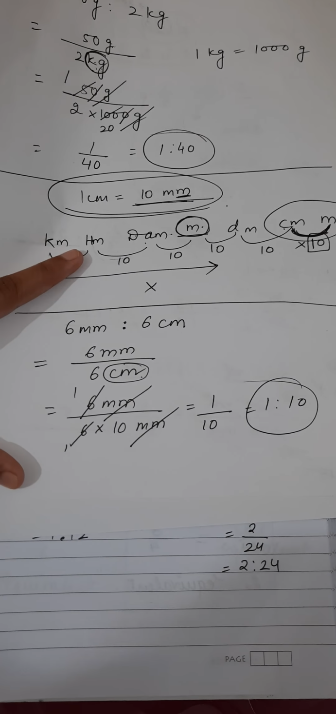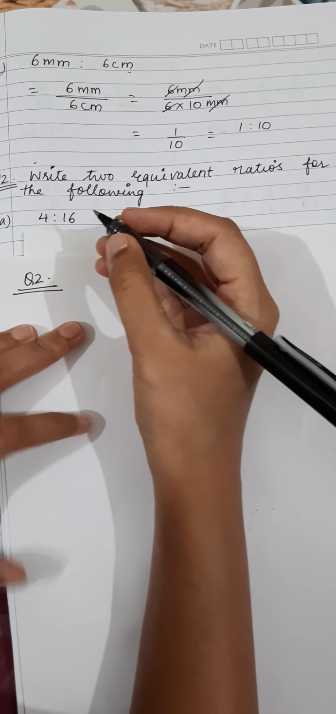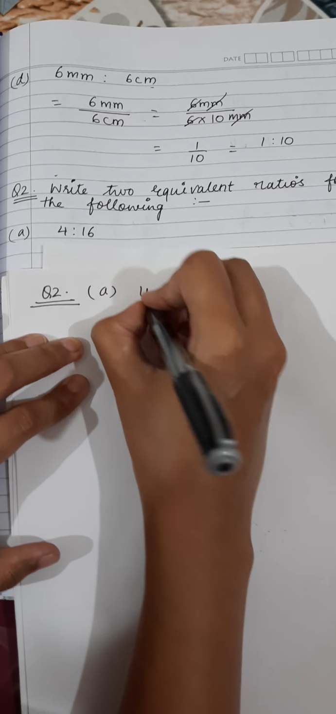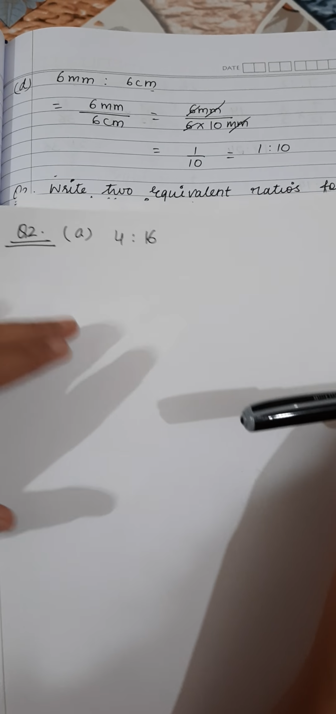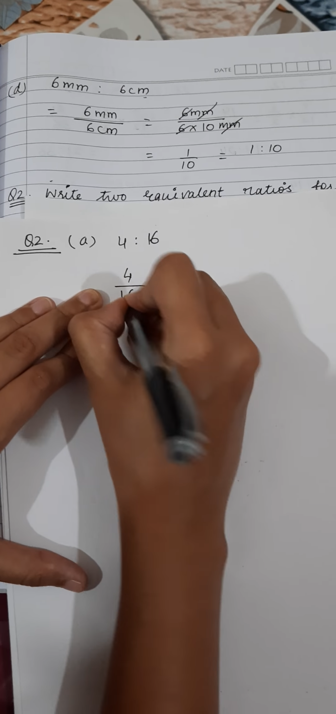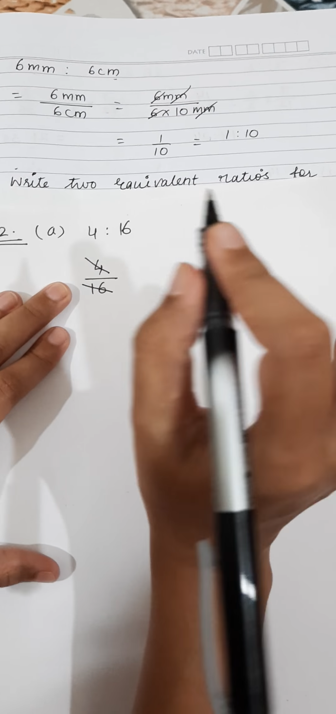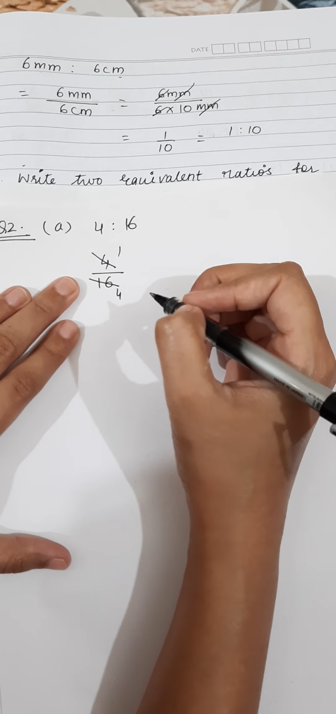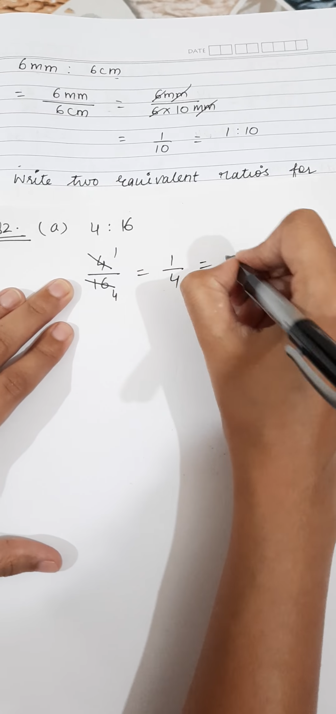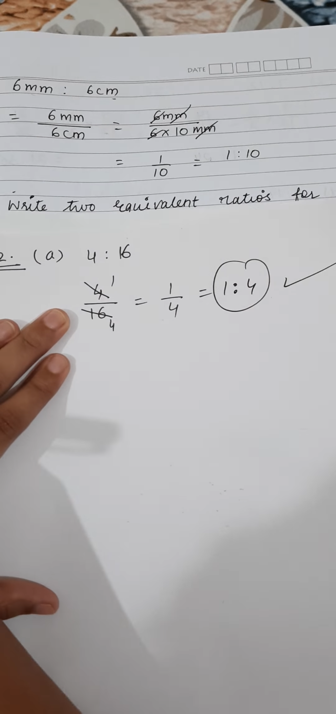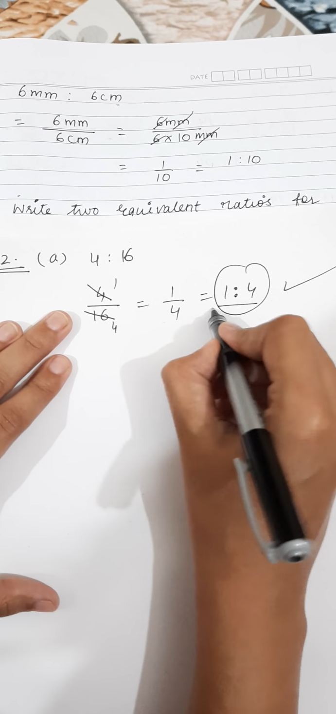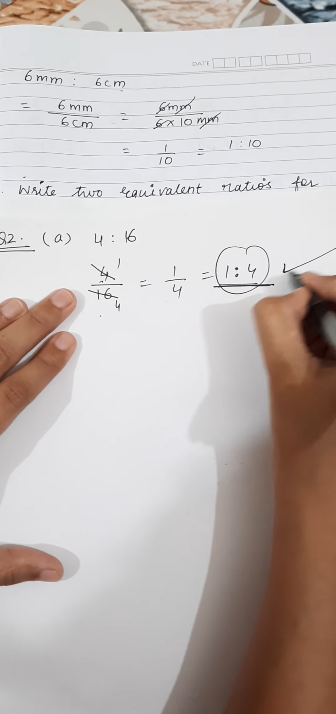Now let's move to question number 2. Write 2 equivalent ratios of the following. Equivalent ratios we have done in the 6th standard also, and in the previous chapters we have done such questions. Now there can be infinite equivalent ratios of this. 4 upon 16 is the ratio given to me. If I cancel and make it the simplest form, 4 1s are 4, 4 4s are 16. The answer is 1 upon 4. This 1:4 is the equivalent fraction. This is the equivalent ratio of this.